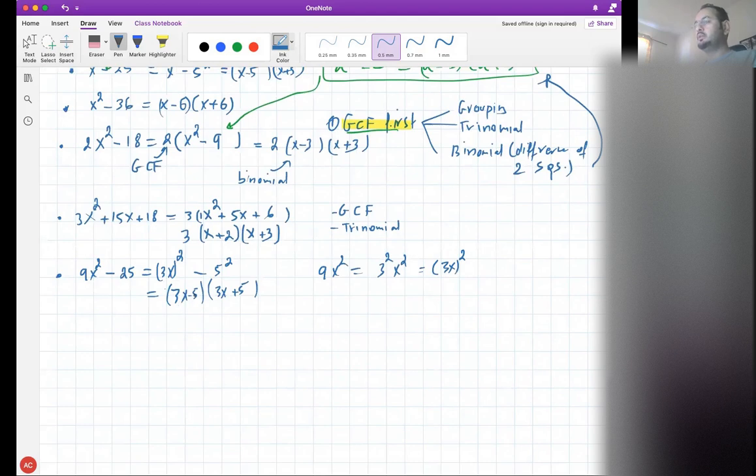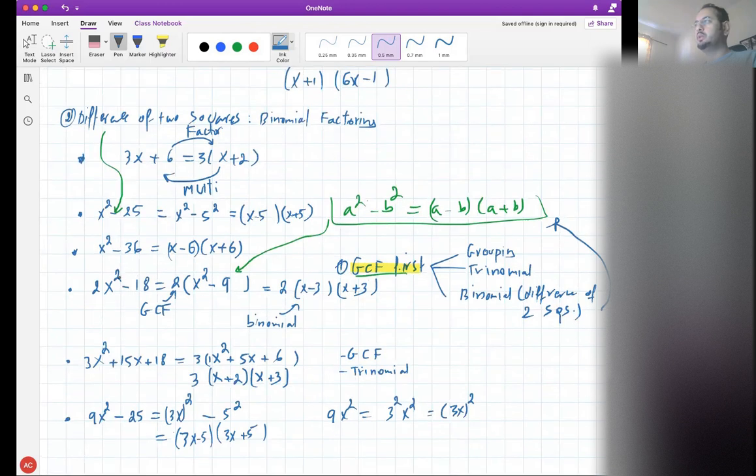And that's it. So we made two squares. The two squares might not always be visible. You may have to make them visible first. For example, here we had to turn the 5 into 5 to the second.